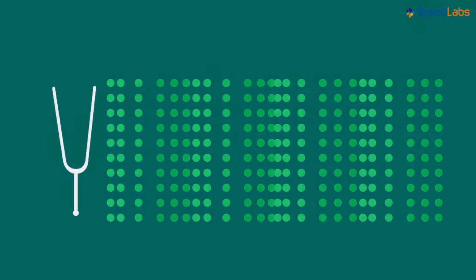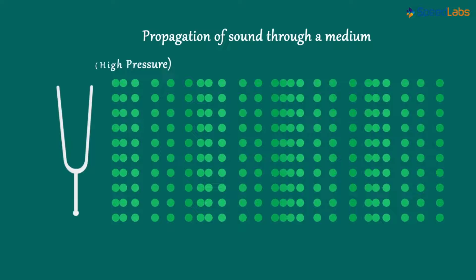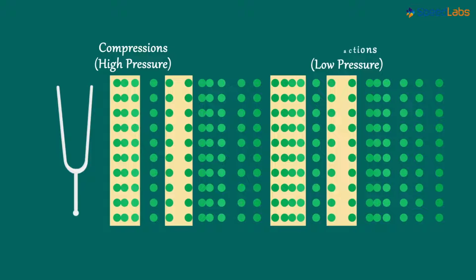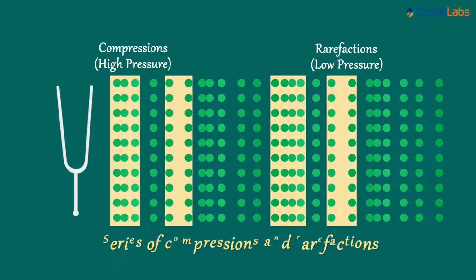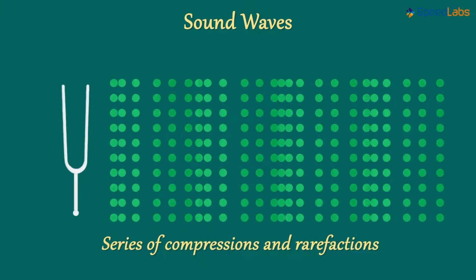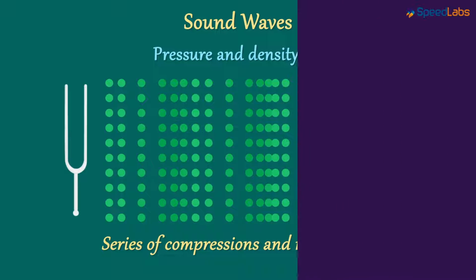We have seen in our previous videos how sound travels through a medium. It forms regions of high pressure called compressions and regions of low pressure called rarefactions. This series of compressions and rarefactions is what we call a sound wave. When a sound wave moves through a medium, the density and pressure of the medium vary. Let us see how they vary.